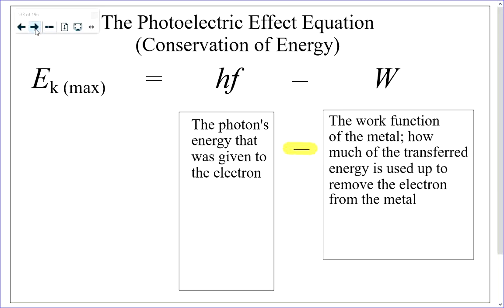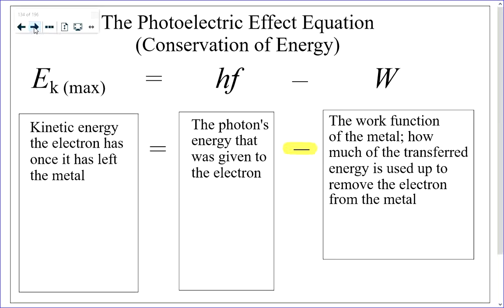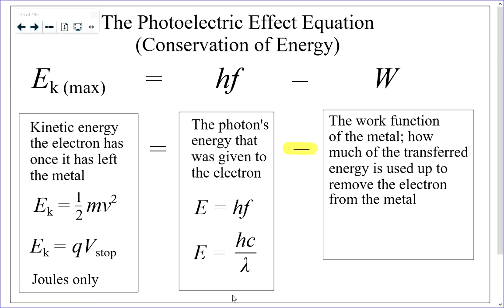W is the work function, and I see that I've highlighted this minus sign here, which tells me I'm going by memory. I think in your handout I had an equal sign there. It should be minus. So if we subtract the work function, we're left with the kinetic energy the electron has. Make sure you familiarize yourself with the different ways that this equation can go from here. EK can be 1/2 mv squared, or it can be QV stop. Both of these formulas use joules only. hf is the energy of the photon, so of course you can use hf or hc over lambda, and the formula for the work function is hf0.